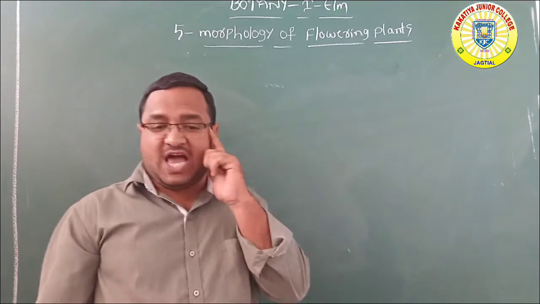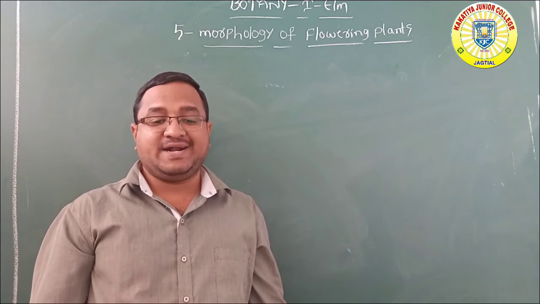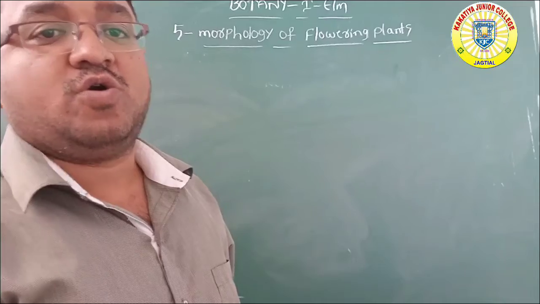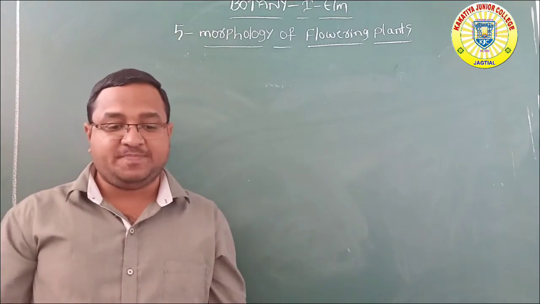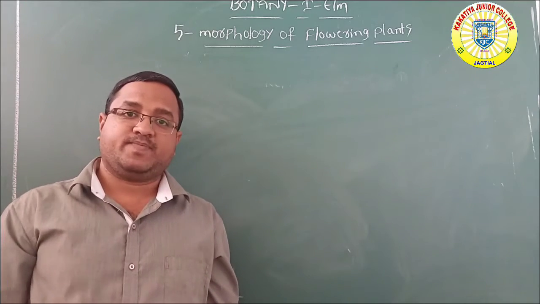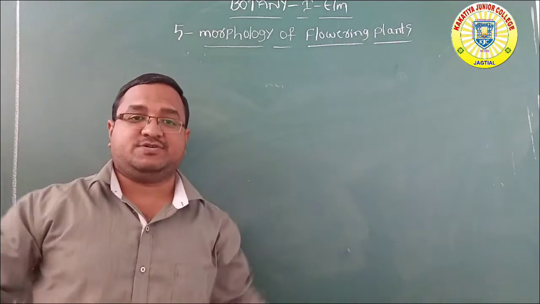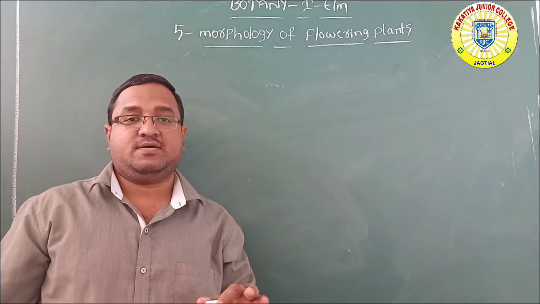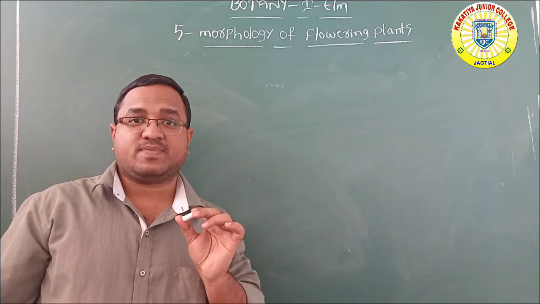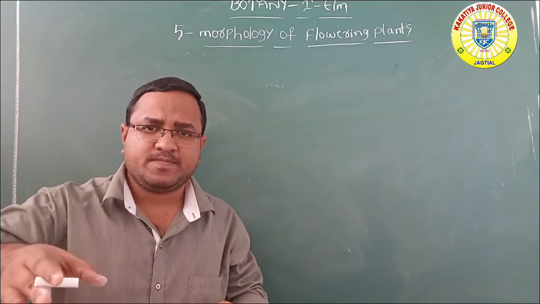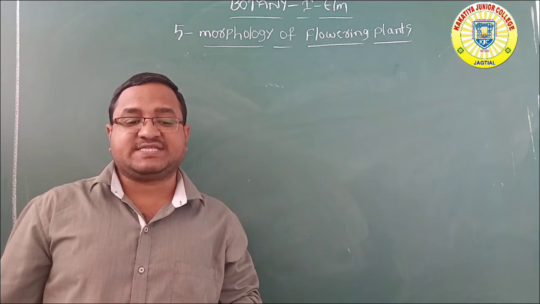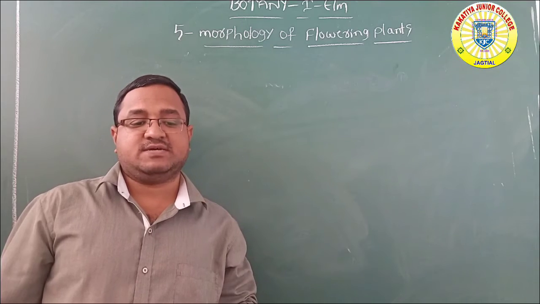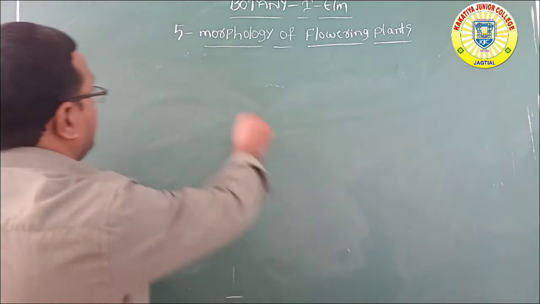Here you can see, based on the position of calyx, corolla, androecium and thalamus in respect of the ovary, and compared to the ovary, how the remaining parts are arranged, flowers are mainly divided into 3 types: hypogynous, perigynous, epigynous.